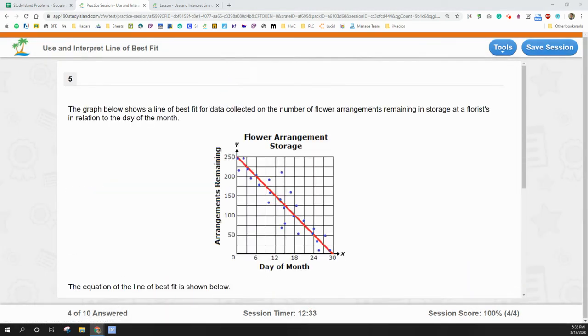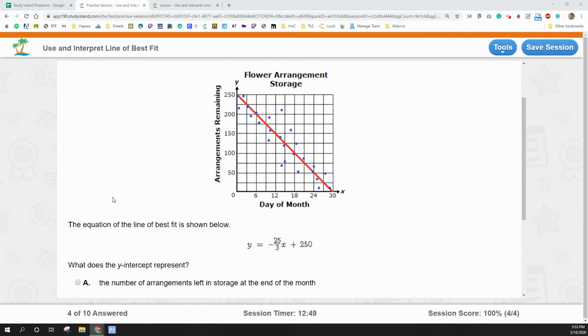Number 5, the graph below shows a line of best fit for data collected on the number of flower arrangements remaining in storage at a florist's in relation to the day of the month. So we've got a line going down here. Again, this is a negative sloping line. Let's go ahead and just jump right into the question. The equation of the line of best fit is shown below. Again, we have a slope, negative 25 thirds, and a y-intercept of 250.